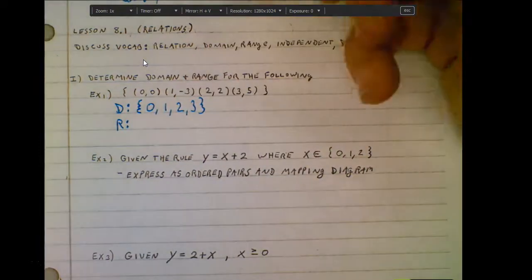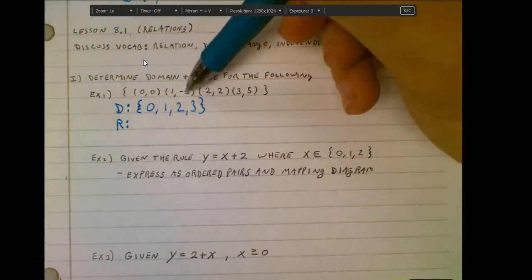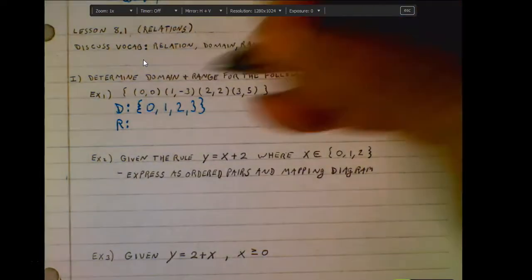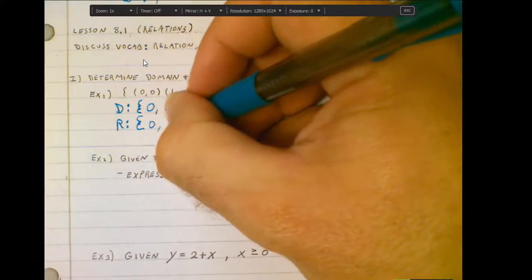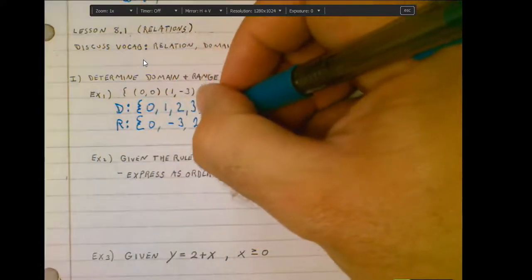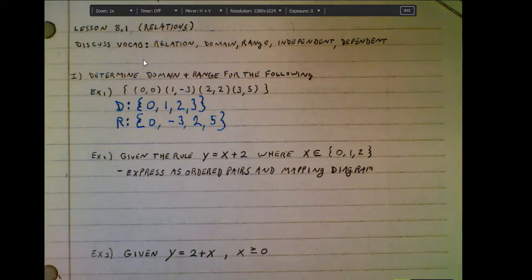And as far as the range, we just list the y values. So 0, -3, +2, and 5 are going to be the range. And that's domain and range.